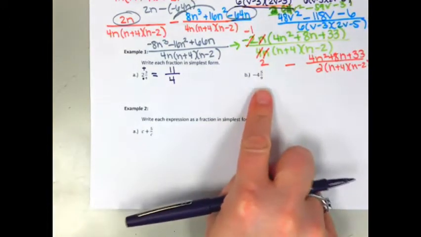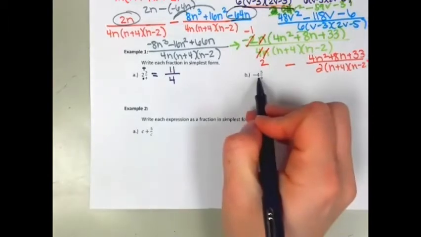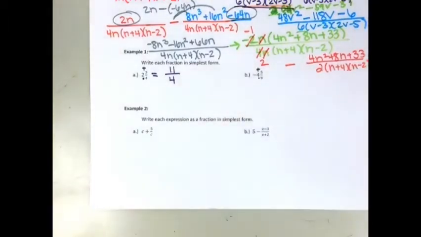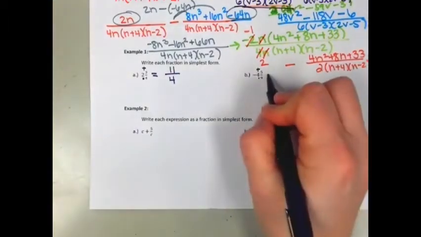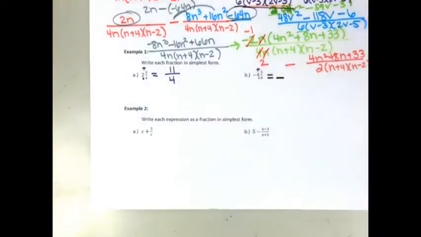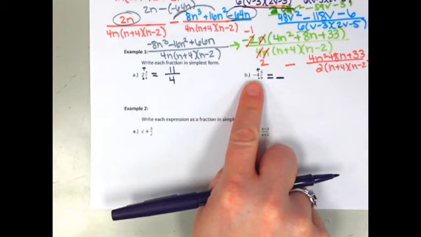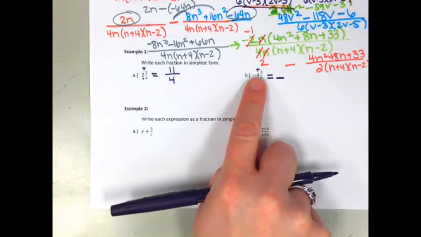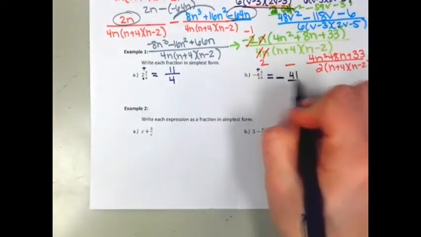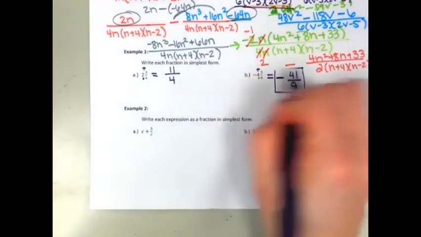Now, if it's negative, does anything change? No. The main thing is we don't treat it as a negative number. We just know our final answer is going to be negative. So 9 times 4 is 36, and 36 plus 5, 41 over 9. And we make sure we just keep it negative.